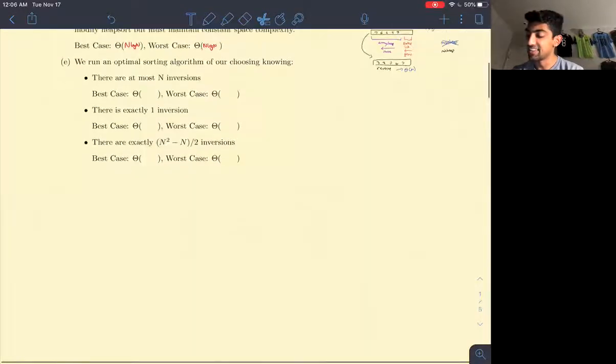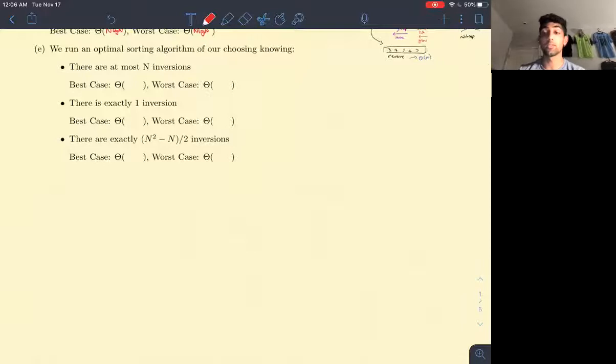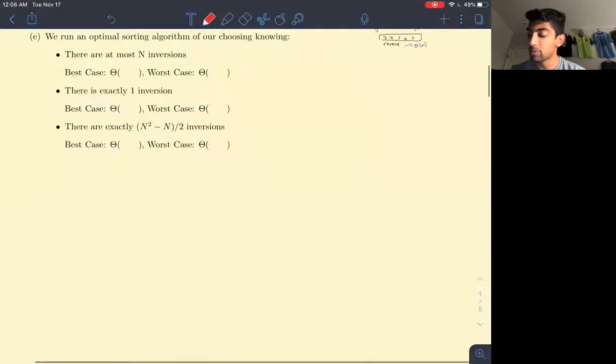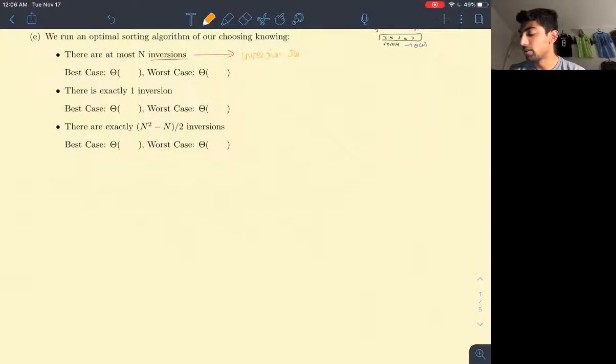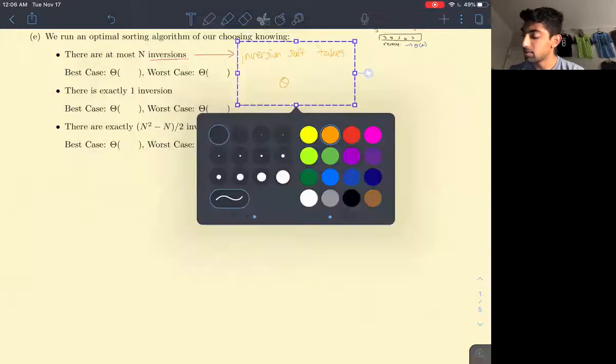Okay. This question states, we run an optimal sorting algorithm of our choosing, knowing there are at most n inversions, there's exactly one inversion, or there are exactly n squared minus n over 2 inversions. Okay, so every time we see the word inversion, the first thing that we should remember is that insertion sort takes data. Let's use a bit thicker.